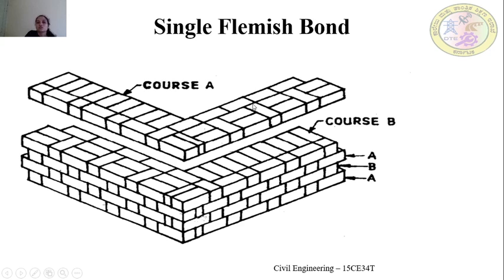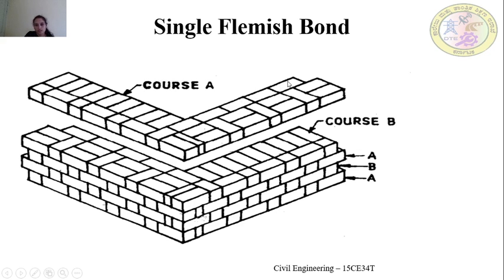So that is why I said, observe here, this is course A, the odd course. This is the facing and this is the backing. When you observe from the front, you can observe header, stretcher, header, stretcher. That is why I said English Flemish bond means the front facing appears as double Flemish bond and the backing appears as English bond. Okay, so let's see course B.